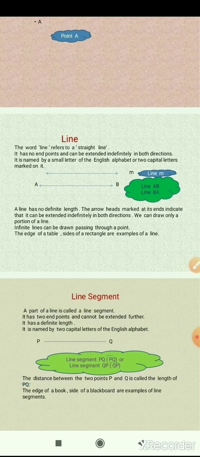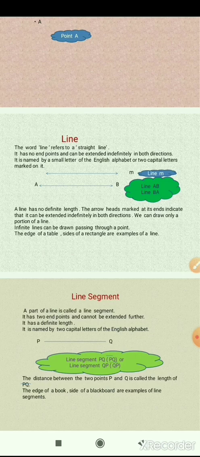We can draw only a portion of a line because it can be extended indefinitely in both directions. So when we draw a line in a notebook, we draw only its portion.